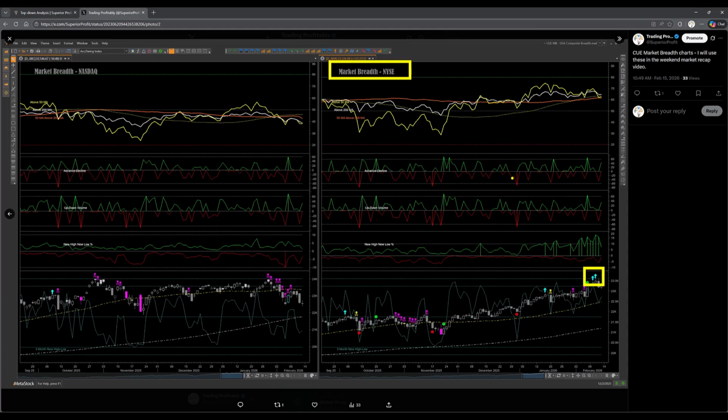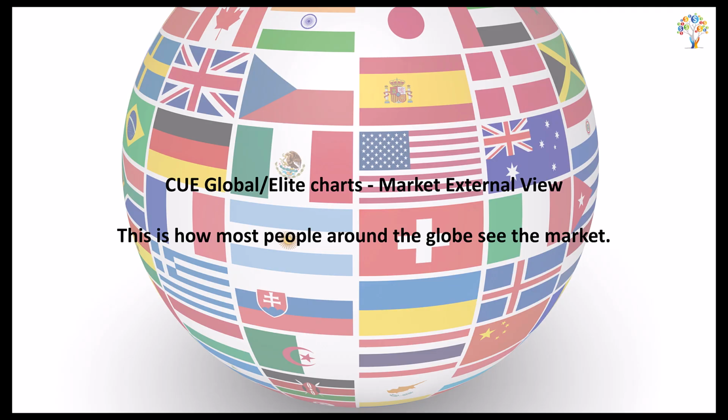Together, all these are telling to be cautious and to avoid buying overbought stocks. Third dimension, market external view. This is how most people around the globe see the market. This analysis can be done using market ETFs, futures, or indexes. I will carry out this analysis using Q at a glance weekly daily charts.